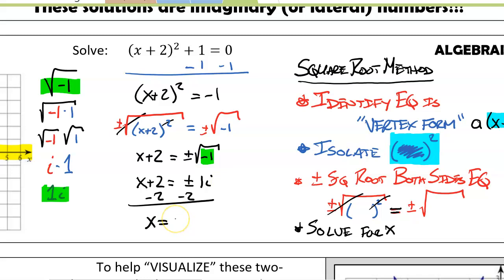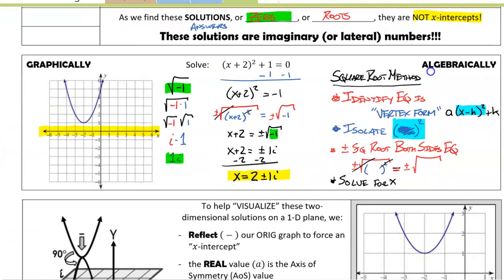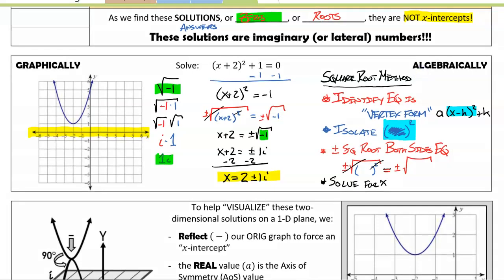So just like before when we had 2 plus or minus root 3, we will just leave our answer as negative 2 plus or minus 1i. That will give us our final answer that we're looking for. And there it is. We solved this algebraically, and we got our answer of an imaginary or complex number.